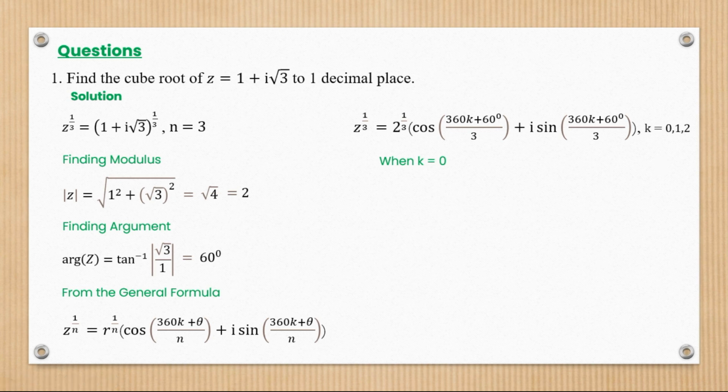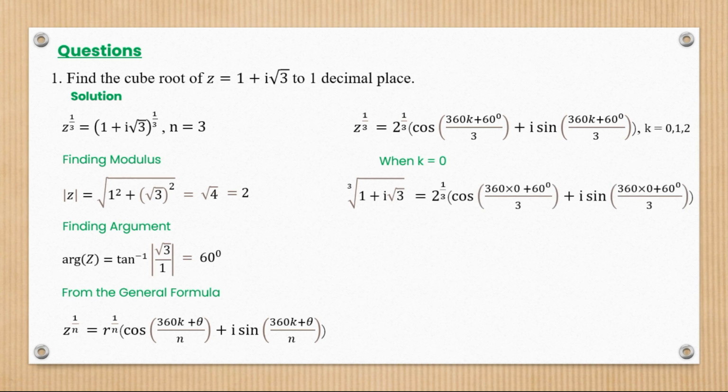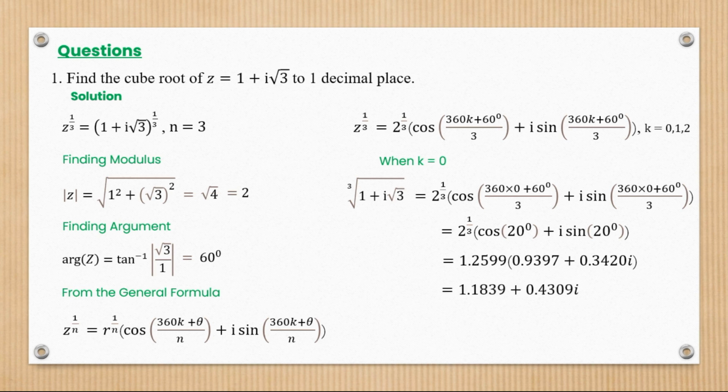Alright, so now we're going to look at the case when k is 0 to find the first value of the cube root. Substituting the values there, we end up with cos 20 plus i sin 20. The cube root of 2 is going to be equal to 1.2599, cos 20 is 0.9397, and sin 20 is 0.3420. Now when we multiply everything by the value outside, this is what we end up with. Because the question asked for 1 decimal place, this is going to be the first value of the cube root.